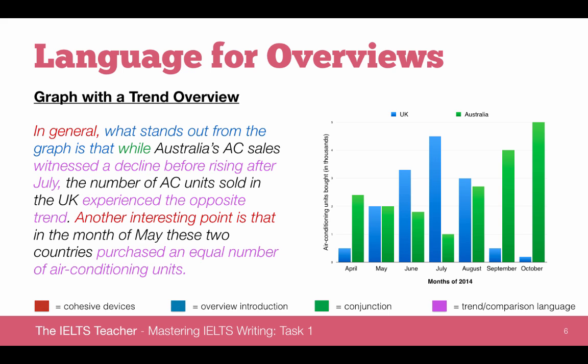Another interesting point is that in the month of May, these two countries purchased an equal number of air conditioning units. I've just included AC here because I wanted to keep it short for the slide, but I would recommend that you actually write air conditioning unit sales and the number of air conditioning units sold.